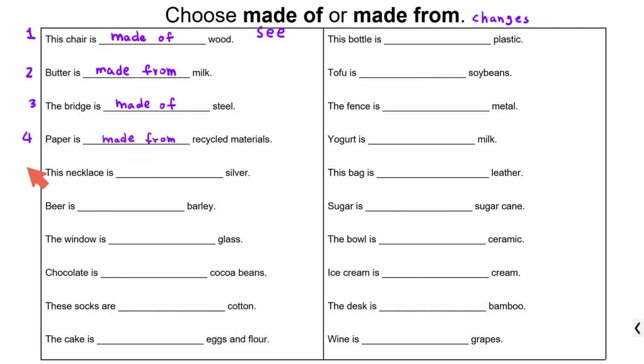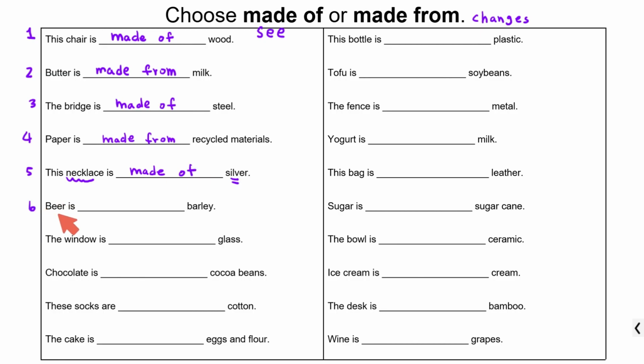Right, let's move on to the next one, number five. It says this necklace is blank space silver. So here we have a necklace and the material is silver, so we can see the material, so we choose made of, and we can write this on the line.